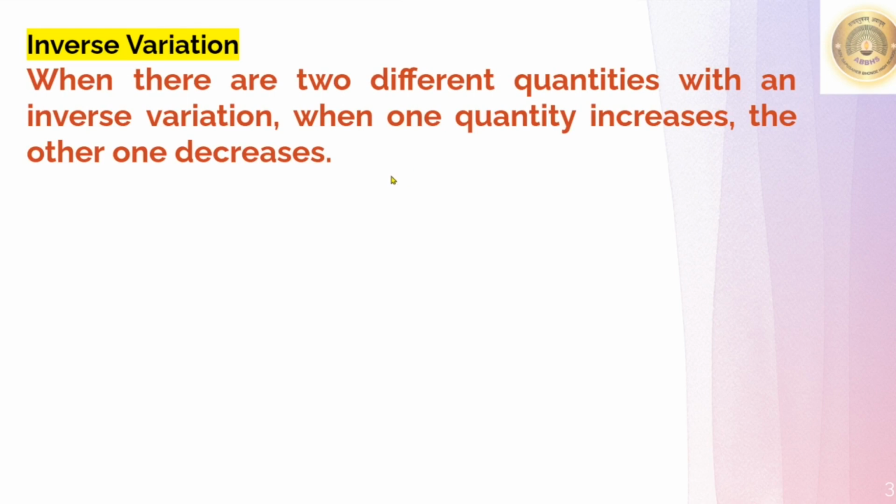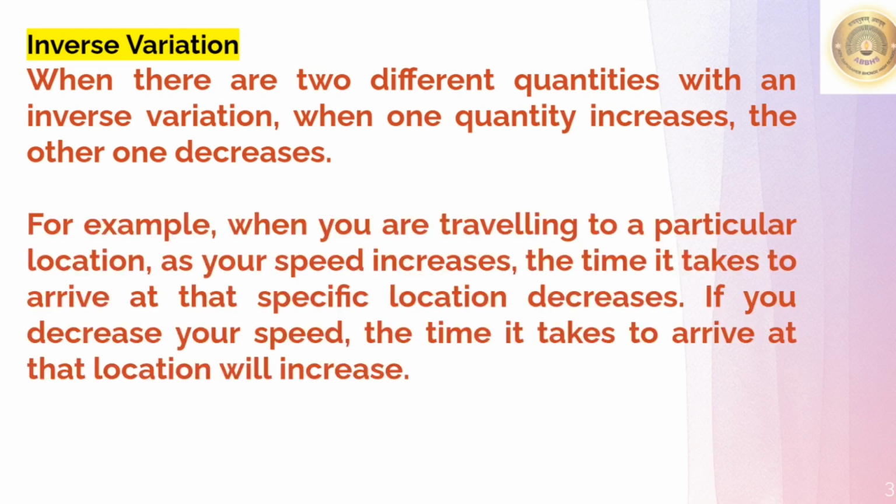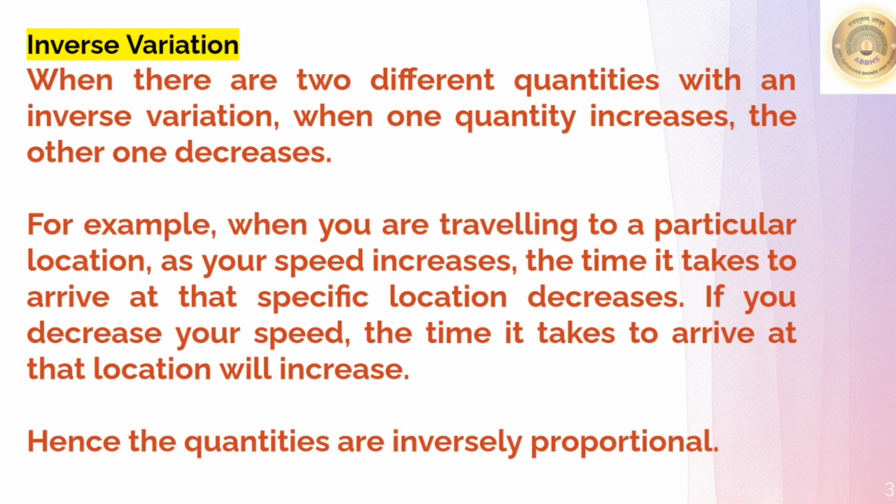increases, the other decreases. For example, when you're traveling to a particular location, as your speed increases, the time it takes to arrive at that specific location decreases. If you decrease your speed, the time it takes to arrive at that location will increase. That is, speed and time are inversely related. If you're traveling fast, you will require less time, and if you're driving slowly, you will take more time. Hence, we can say that the quantities speed and time are inversely proportional, or they vary inversely.